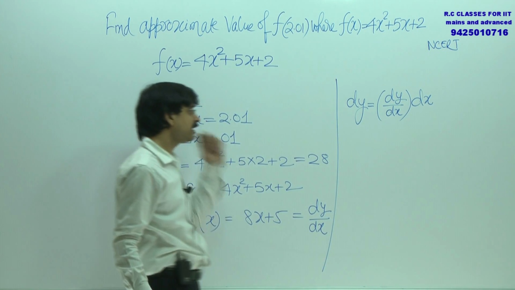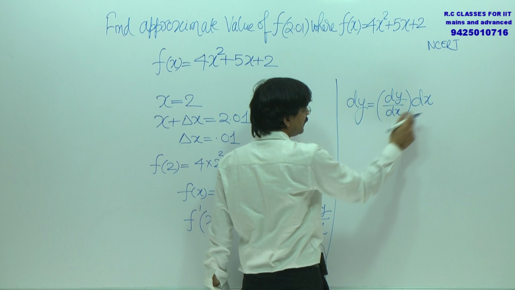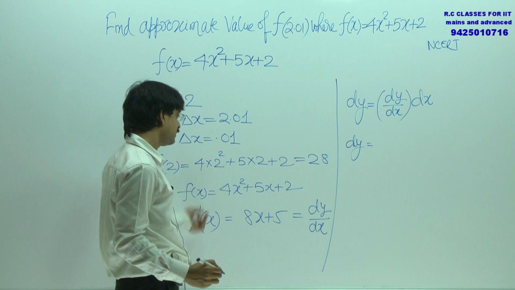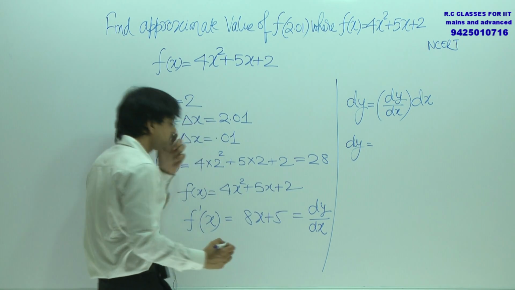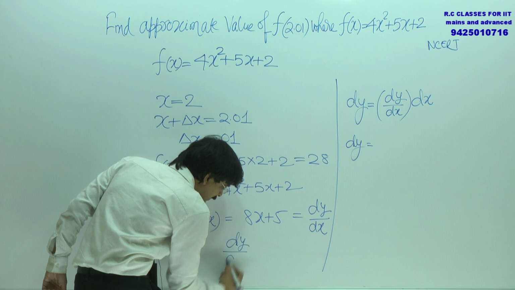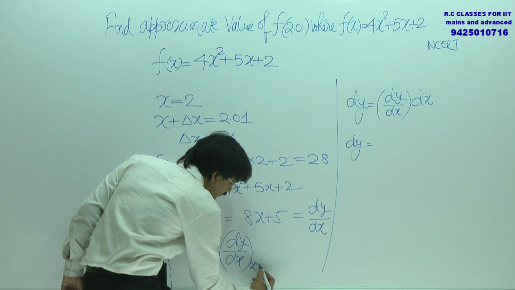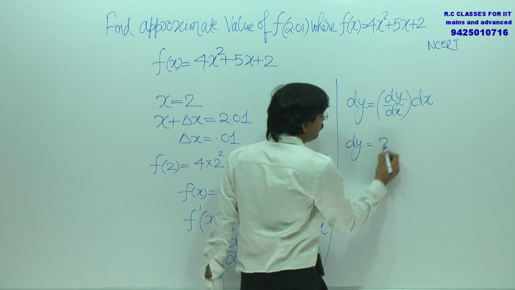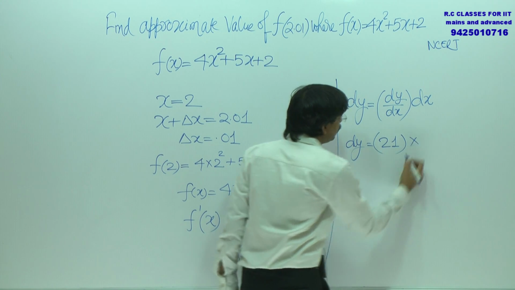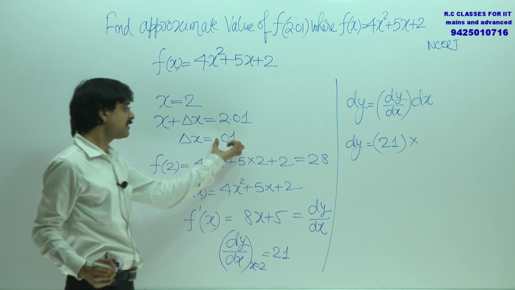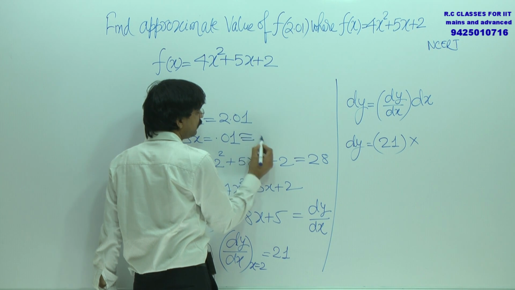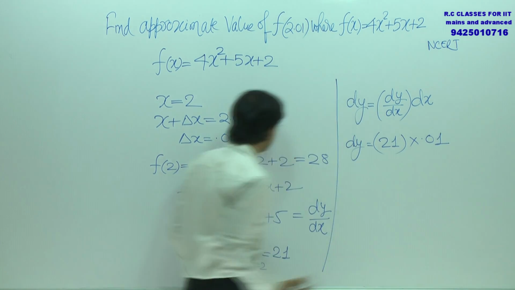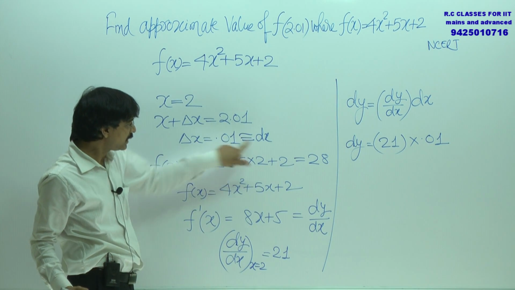To calculate dy, we can write dy is dy by dx into dx. So dy is equal to dy by dx, at what point? We want it at x equals 2. So dy by dx at x equals 2 is coming as 16 plus 5, 21. So it is 21 into dx. What is that dx? That delta x is coming as 0.01, that is nothing but equivalent to dx, into 0.01. Right? That is delta x, which is equivalent to dx, which is 0.01.